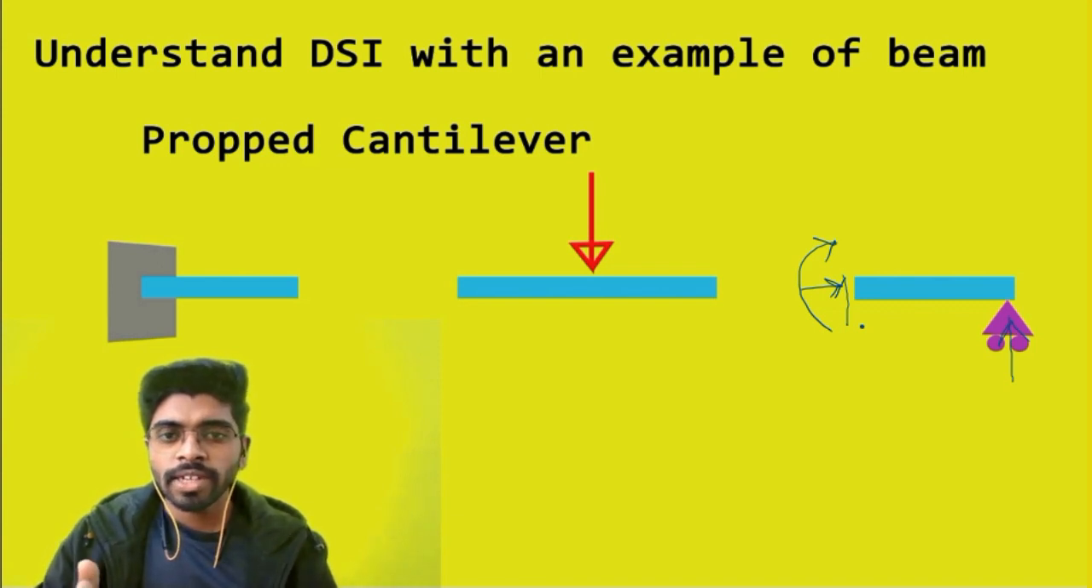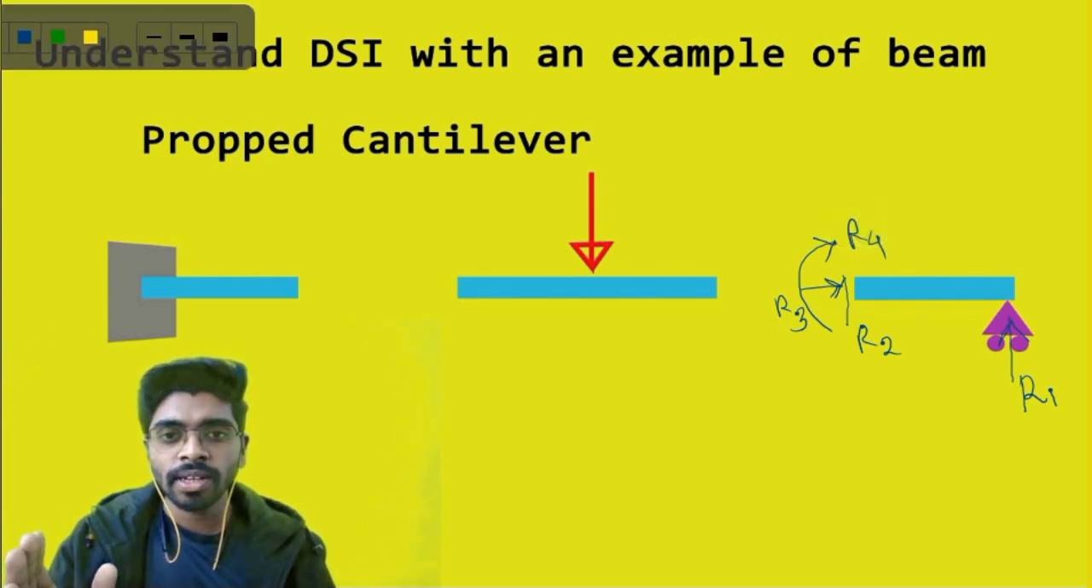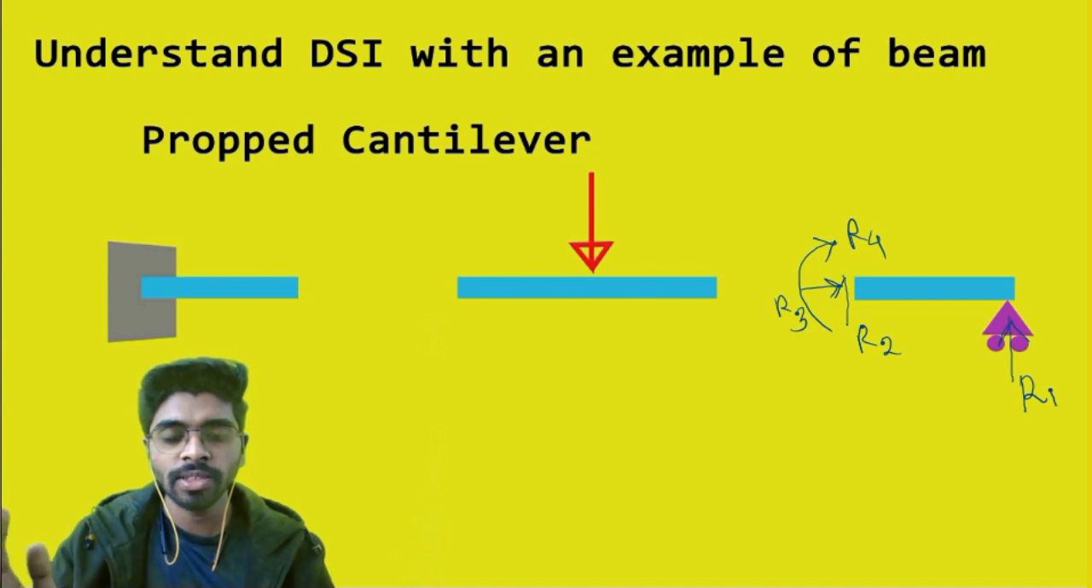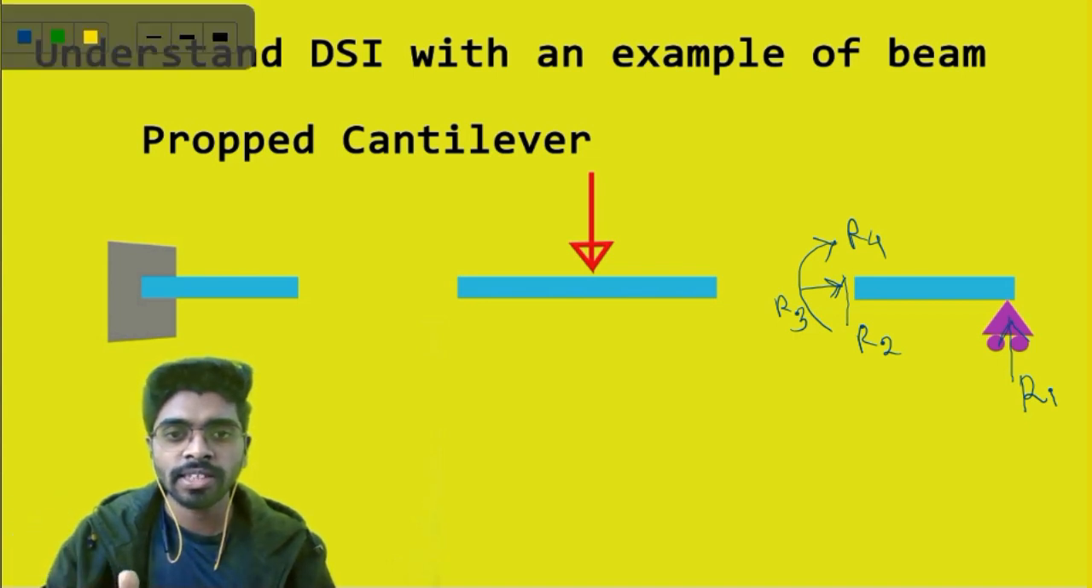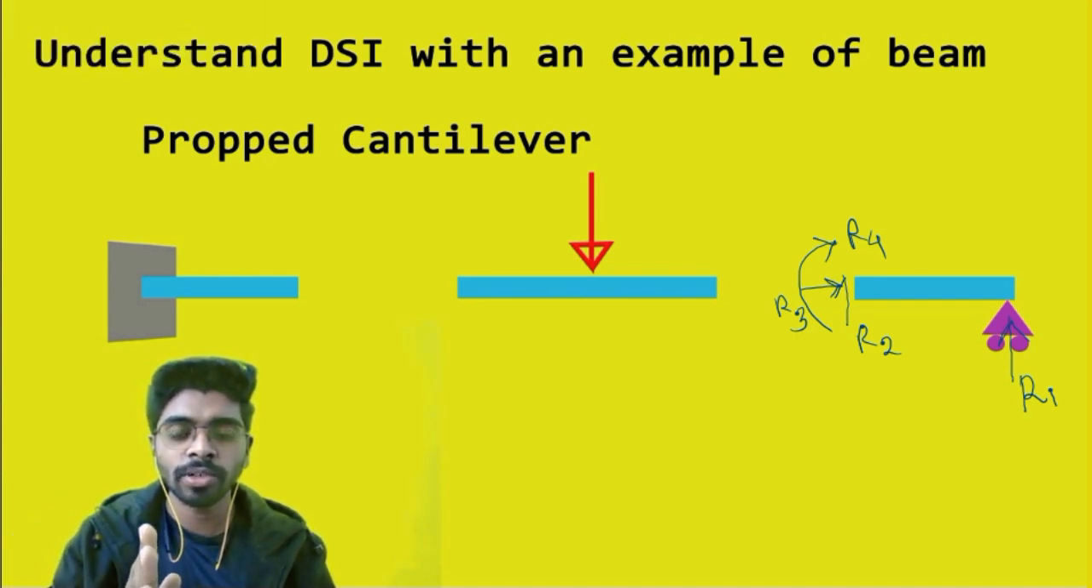So giving them names, let us name the reaction at the roller support R1 and the member forces R2, R3 and R4. Now the reactions generated on the right side of the beam will be generated in the same way on the right side of the middle portion. So that is already known. So we are again giving the same names, R2, R3 and R4.